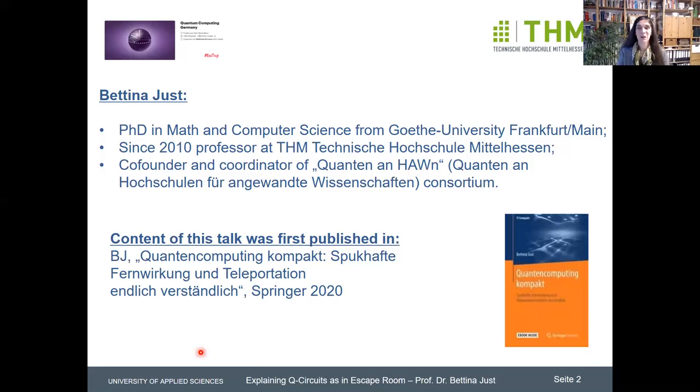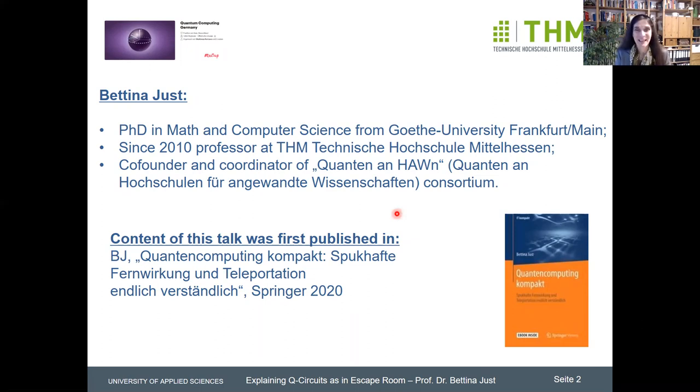I am a co-founder and the coordinator of a network called Quanten an HAWen. HAWen are Hochschulen für angewandte Wissenschaften, which means University of Applied Sciences. These are the German Fachhochschulen, and we have a network on Quanten at Fachhochschulen Consortium. The content of this book, publicity part, was first published in a book by Springer, Quantum Computing Compact, that came out last year.